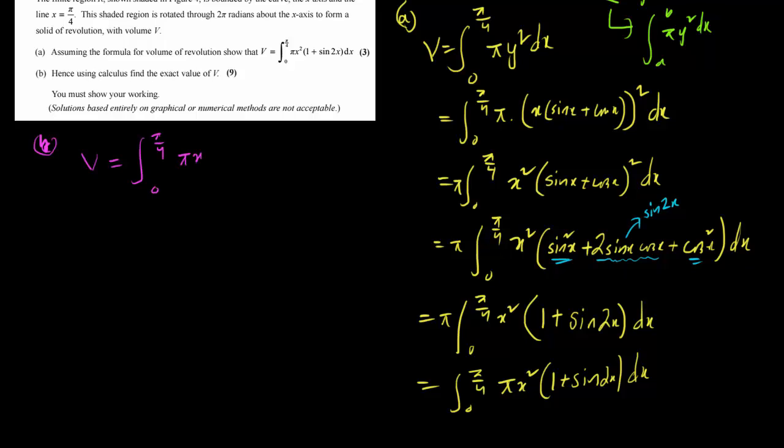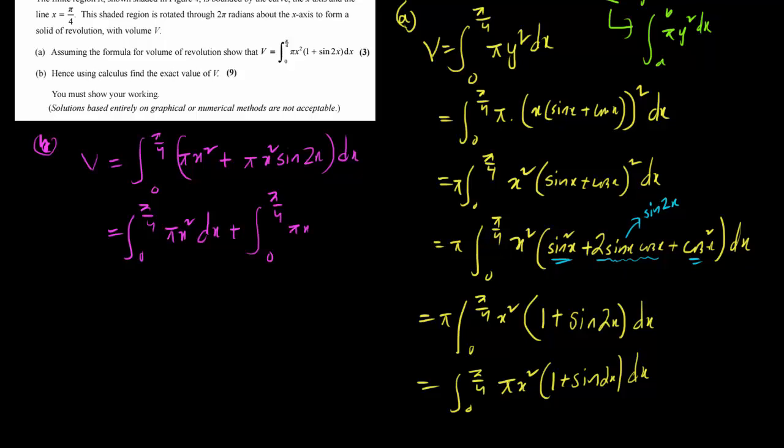So pi x squared into 1 is pi x squared, plus pi x squared times sine twice x, dx. Let's separate this: the integral from 0 to pi by 4 of pi x squared dx, plus the integral from 0 to pi by 4 of pi x squared sine twice x. It really helps if you separate the sum, because that way you can focus on a particular part of the sum. The first part is very easy to integrate.